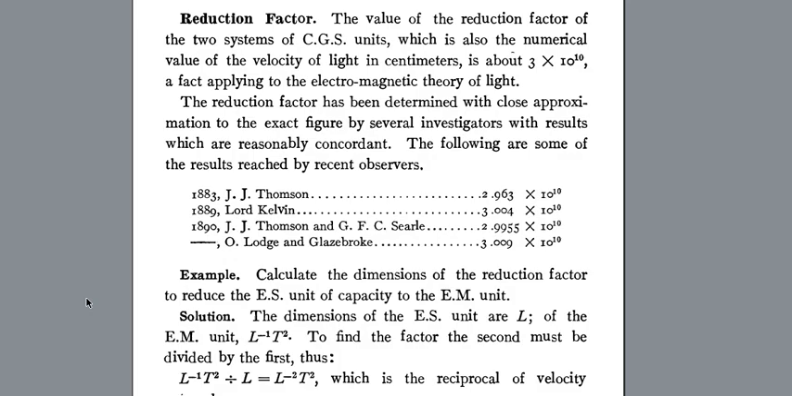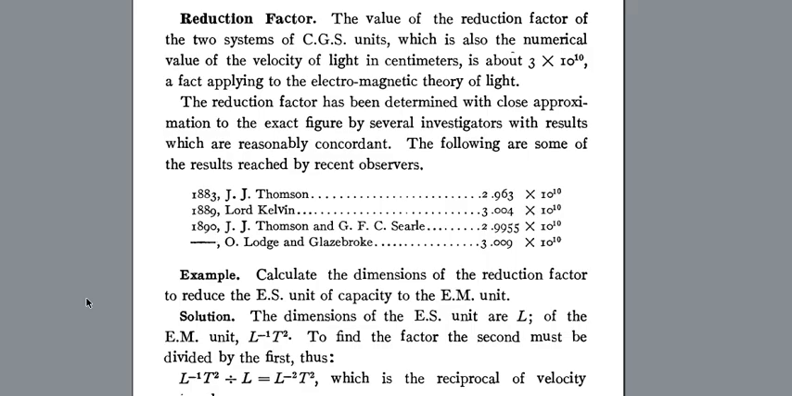The value of the reduction factor of the two systems of CGS units, which is also the numerical value of the velocity of light in centimeters, is approximately 3 multiplied by 10 raised to the power of 10. This value applies to the electromagnetic theory of light.